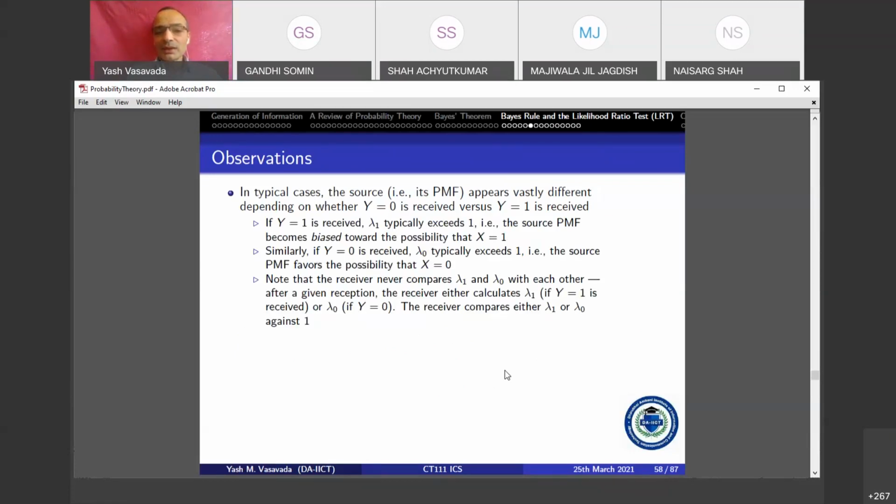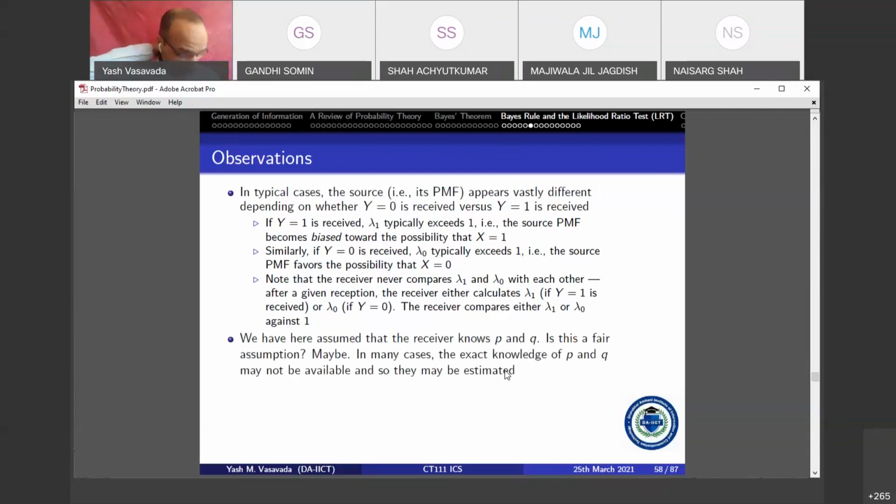One important thing that I want to emphasize, it is kind of obvious, but still so that none of you are confused. You are never comparing lambda 1 with lambda 0, because you never compute lambda 1 and lambda 0 together. Either you compute lambda 1 when you get y equal to 1, or you compute lambda 0 when you get y equal to 0. And then you compare either of these two, lambda 1 or lambda 0, against 1. Don't compare them against each other.